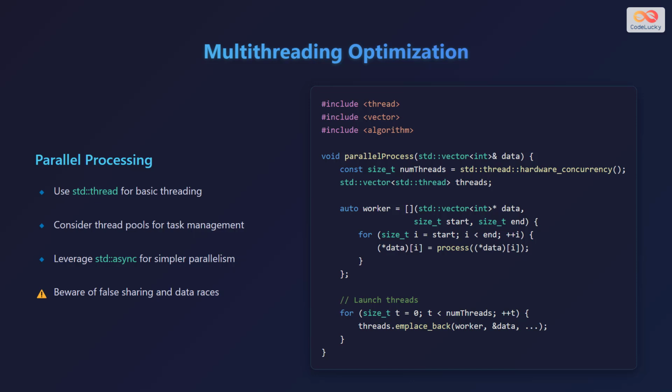Beware of false sharing and data races. False sharing occurs when threads access different data items that are located in the same cache line. Data races occur when multiple threads access the same data item without proper synchronization. In the code, the parallel process function divides the data into chunks and processes each chunk in a separate thread.